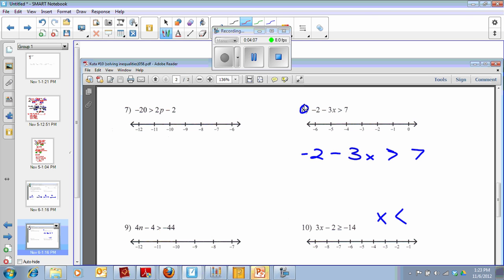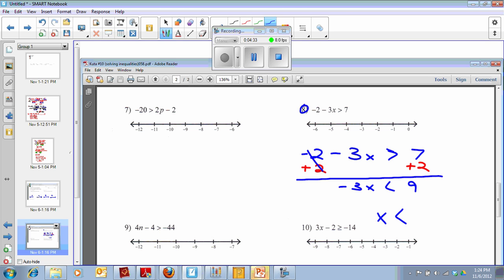We've talked in class that it's always easier to save the coefficient for last. So what's the opposite of a negative 2? Positive 2. Positive 2 on each side of the inequality. I want to draw my sum line and simplify. Negative 2, positive 2 cancel. I still have a negative 3x. You can flip the sign now if you want to. That's all going to be less than 7 plus 2, which is 9.